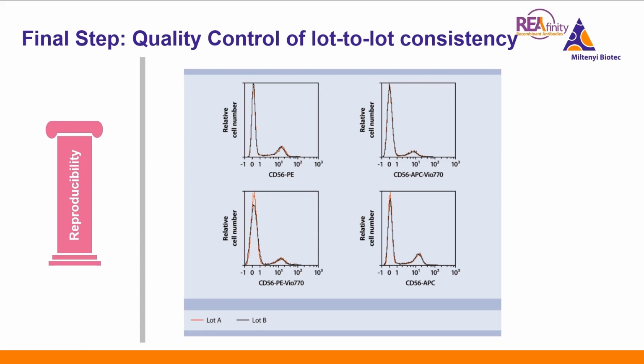As an example, let's consider a comparison between two manufacturing lots of 4 different CD56 REAfinity antibody fluorochrome conjugates. Using flow cytometry with a MACSQuant analyzer, we compared the staining performance of the two lots using human PBMCs from a single donor. The resulting histogram curves, represented by black and red, demonstrate that the staining performance was nearly identical across both lots.